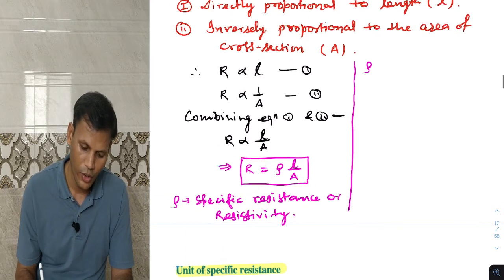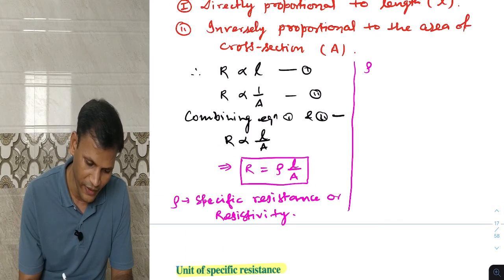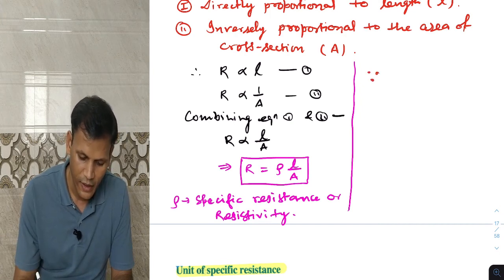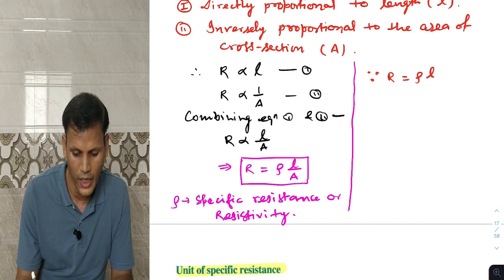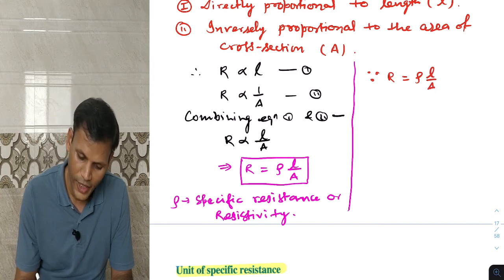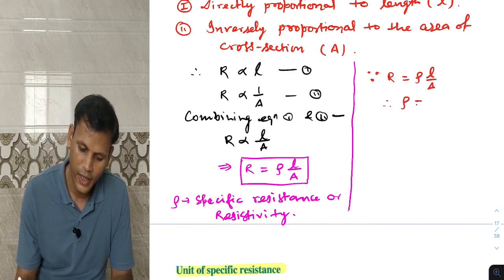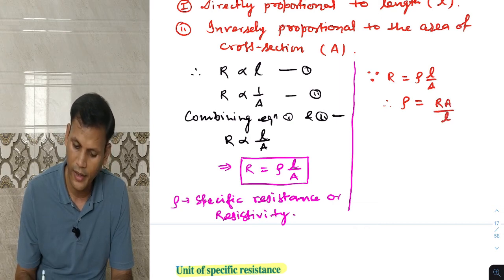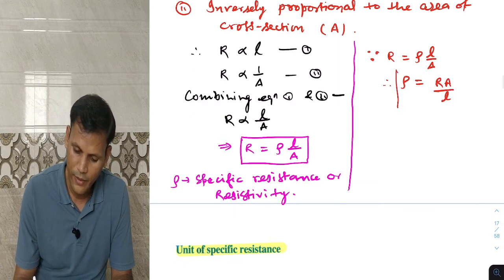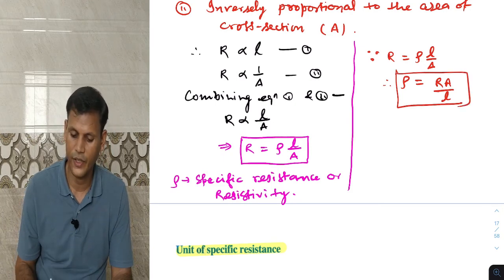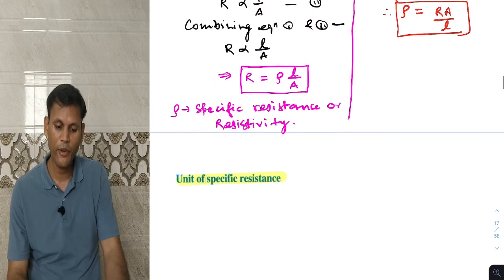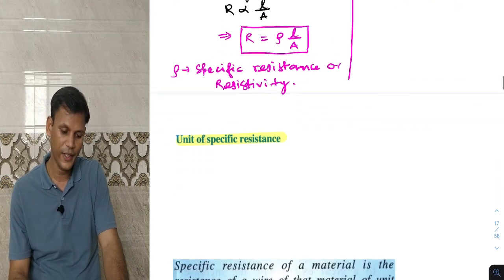Okay, so we can get the value of rho over here. We can write, since R is equal to rho L by A, from here rho will be R A by L. So this term is for the resistivity. Further, we will find out its unit and everything.